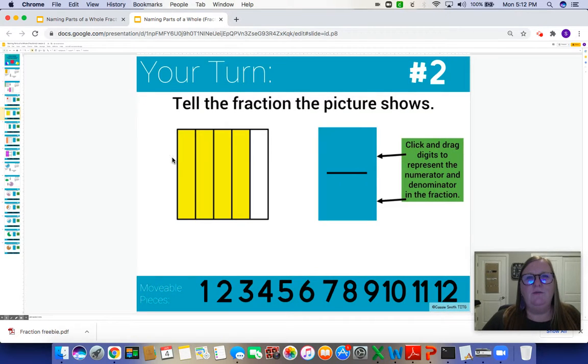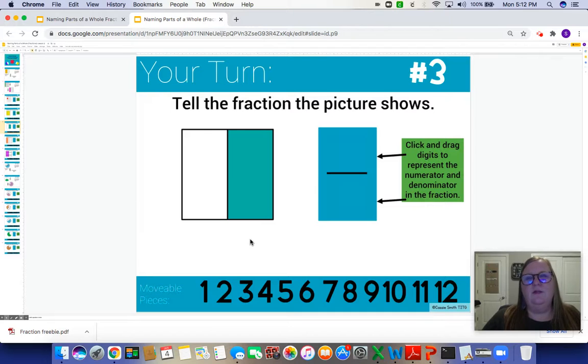And let's try another one. Again, I want you to think about it first. The top number is the numerator. How many pieces are shaded in? Hopefully you got 4. So we're going to drag 4 up there. And how many total pieces are there in this shape? There are 5. So the fraction would be 4/5.